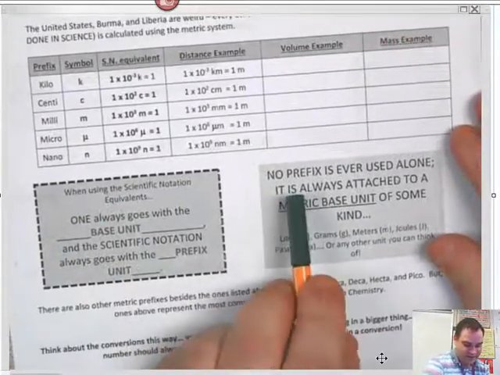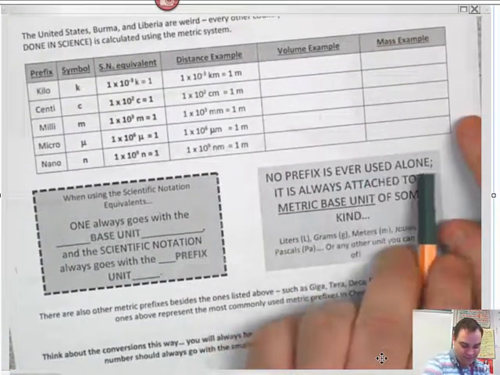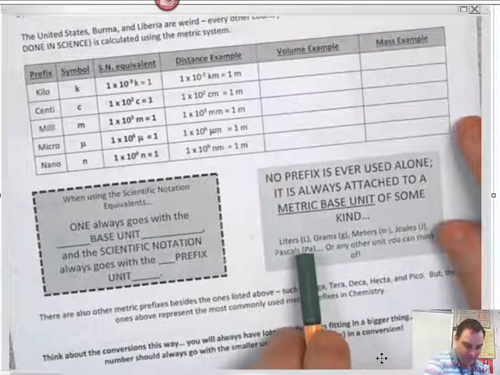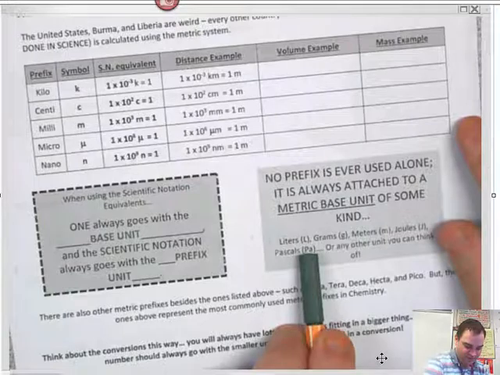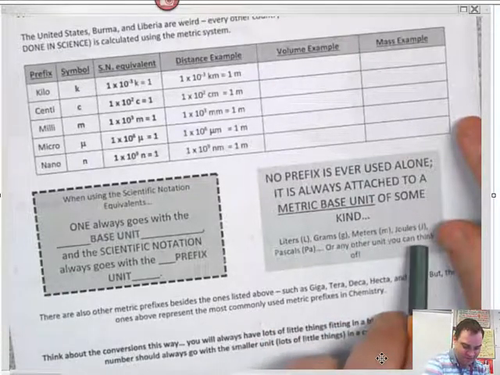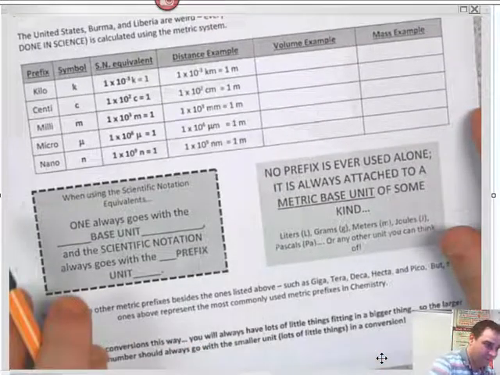Okay, note this right here: no prefix is ever alone. It is always attached to the metric base unit of some kind. So we are going to convert from liters to kiloliters, for instance, or grams to kilograms, meters to kilometers, joules, pascals, anything you can think of.